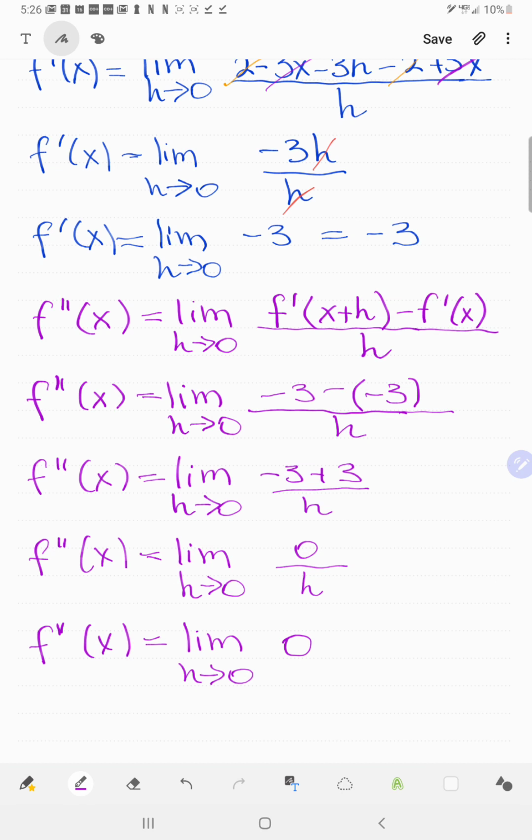And then just the next step, we do not have any h's here right now, so we don't need to substitute anything, so that limit is just 0. And that was the solution for this question.